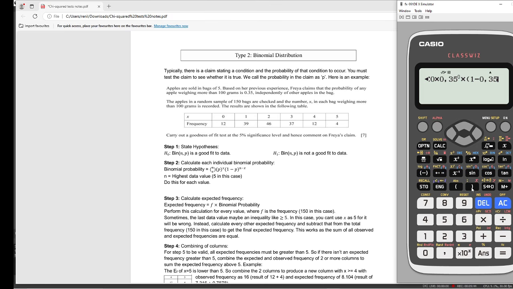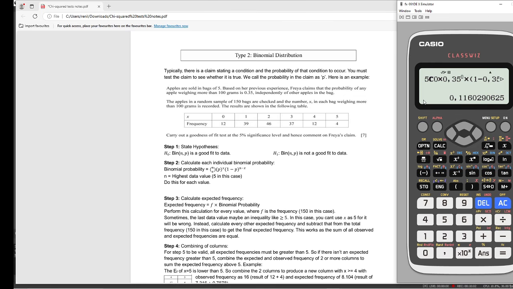I call this the probability of it being a fail, and we do n minus x, where n is 5 and x is 0. We do this calculation, we get 0.11603. Let's keep it to 5 decimal places. This is how you calculate the binomial probability.